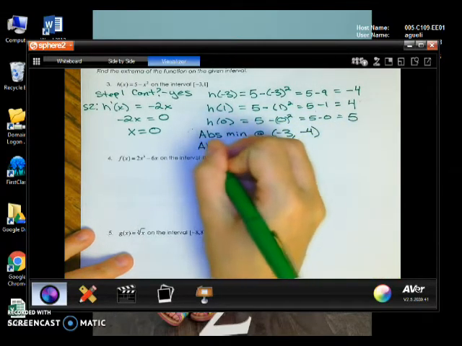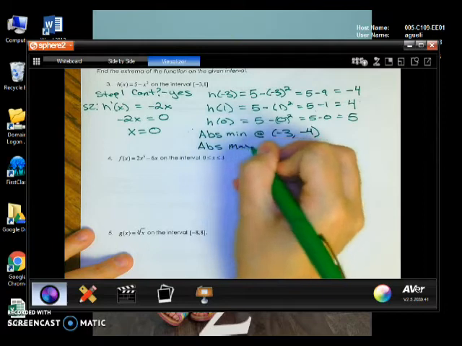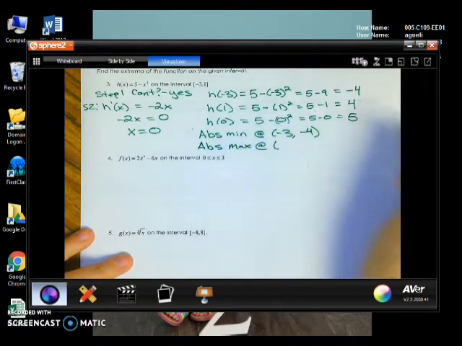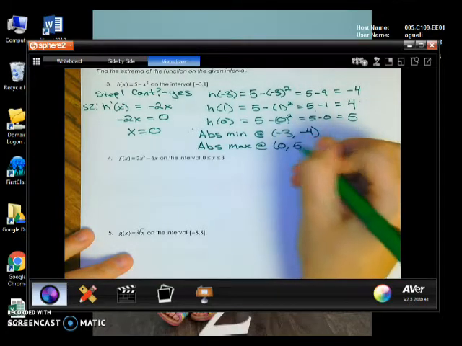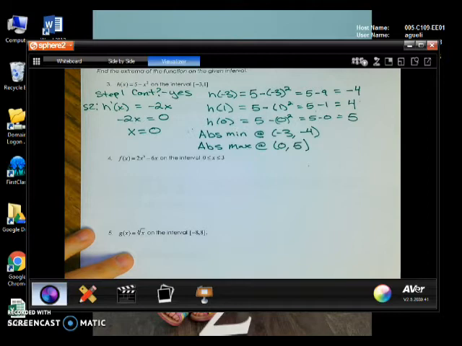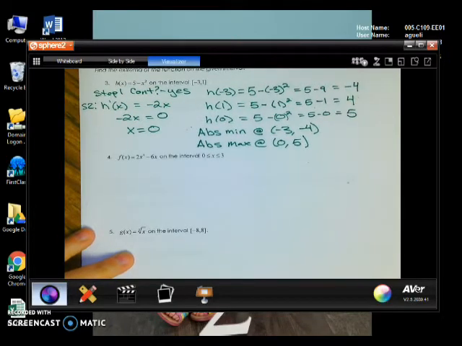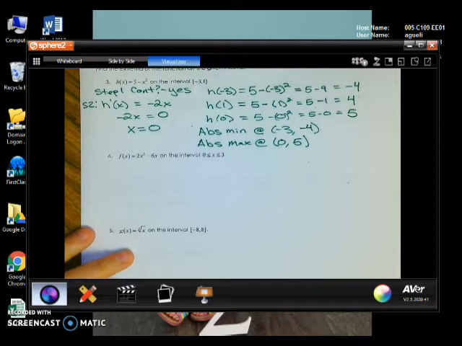And then the absolute maximum, the highest y value is 5, so the absolute maximum is at (0, 5), if you were writing it as a point. If you just wanted to say the maximum is 5 and the minimum is negative 3, that would probably also be accepted, unless, of course, it was in the form of a multiple choice.